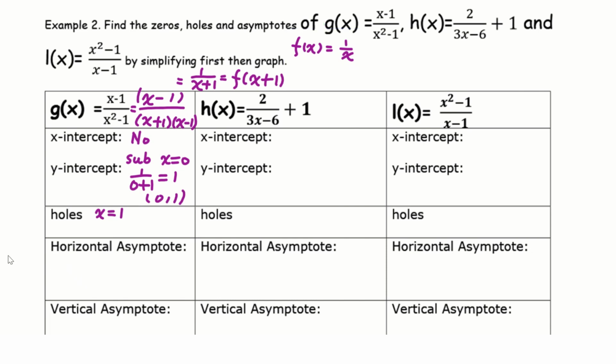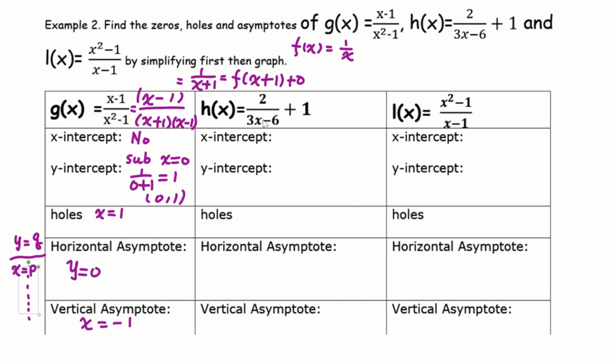The horizontal asymptote is this way, so it's y equals q. The q value is nothing here. This is a 0, so y equals 0 is your horizontal asymptote. Vertical asymptote is this way, x equals the p value. So this p is -1, so x equals -1 is your vertical asymptote.